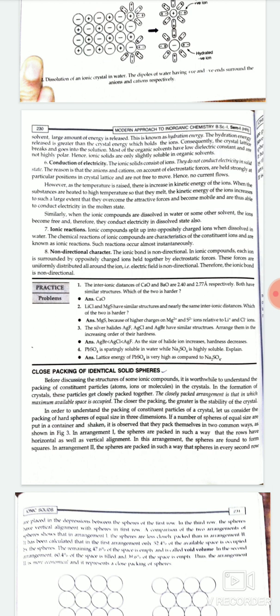In order to understand the packing of constituent particles of a crystal, let us consider the packing of hard spheres of equal size in three dimensions. If a number of spheres of equal size are put in a container and shaken, it is observed that they pack themselves in two common ways as shown in the figure. In arrangement first, the spheres are packed in such a way that rows have horizontal as well as vertical alignment. In this arrangement, the spheres are found to form squares.